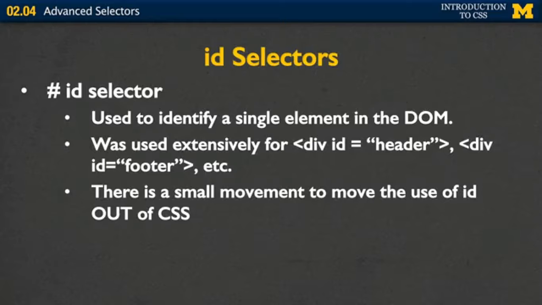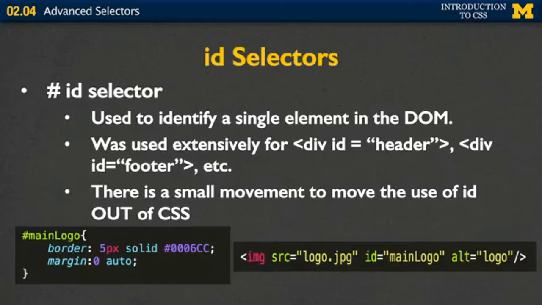So let's see an example really quickly here on the screen of how it works. In my HTML, I would go ahead and put in my source, my alt tag, but also ID equals main logo. Then in my style sheet, using the pound symbol along with the ID name, the browser is going to know, oh, whenever I see one of those images, I want to make sure I add this border and this margin.